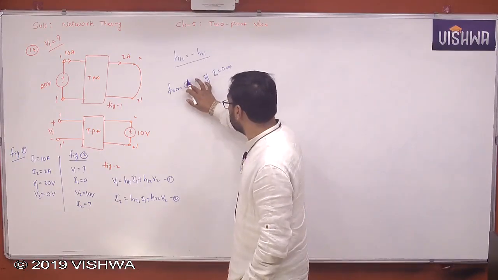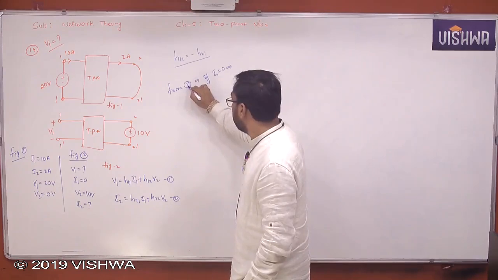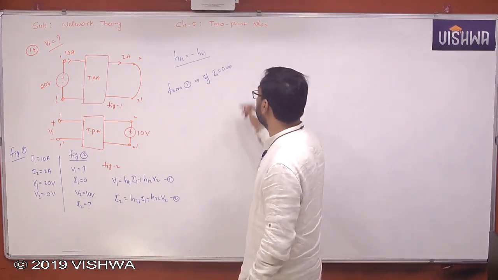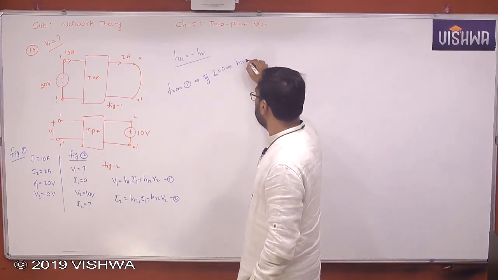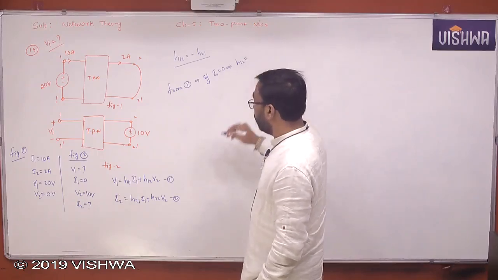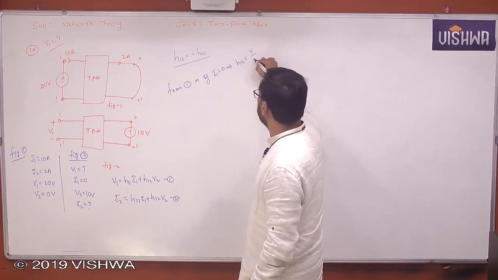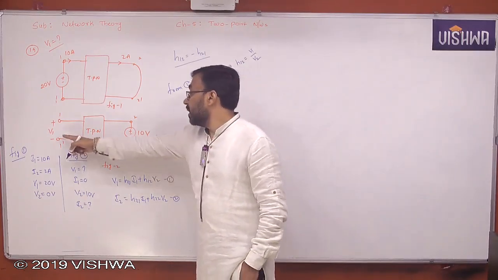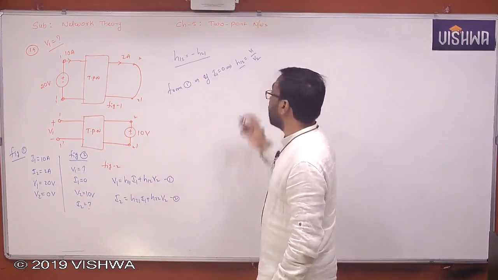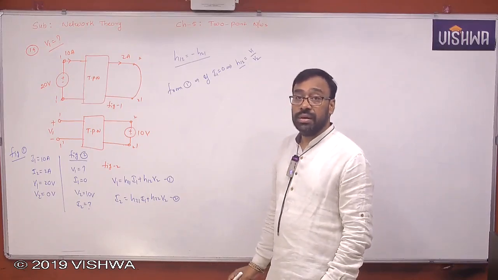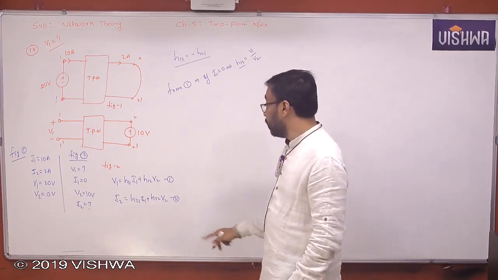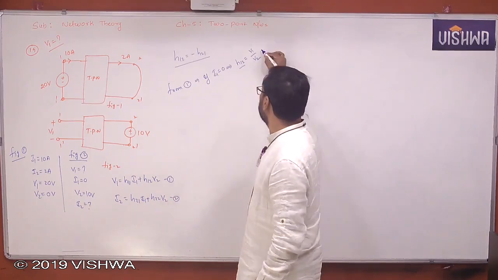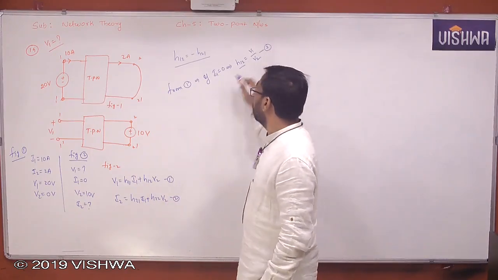Let me write like this. It's easier. From 1, when I1 is 0, H12 is equal to V1 by V2. V2 value is known. V1 can be determined if I know H12. But I do not know what H12 is here. Yes or no? But I can find H21 from this 2. You call it equation 3.